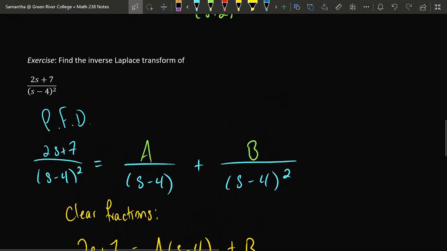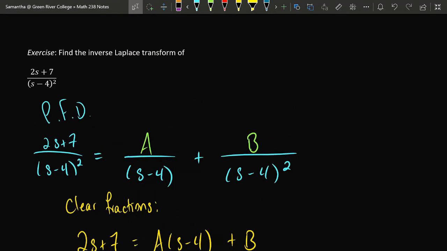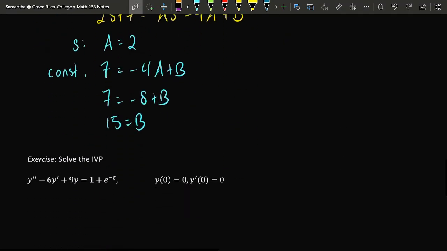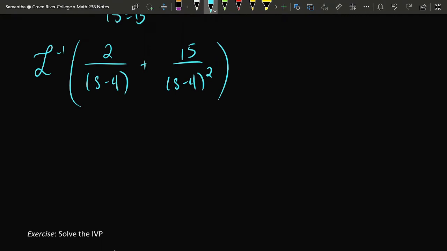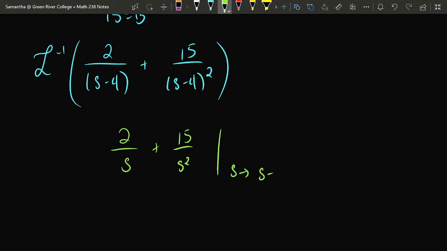And therefore, what expression am I trying to find the inverse of? I'm trying to find the inverse transform of 2 divided by s minus 4 plus 15 divided by s minus 4 squared. Now, if you look at the table closely, you won't be able to find any particular entry which exactly matches what we have here. But what I'm going to notice about this expression is that this is the same thing as 2 over s plus 15 over s squared, where s has been replaced by s minus 4.